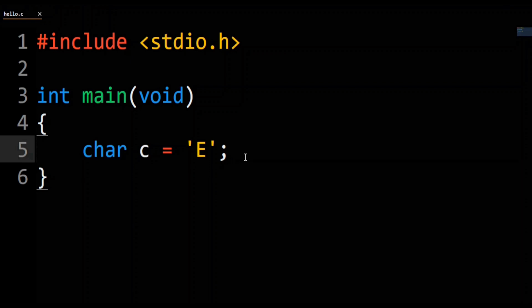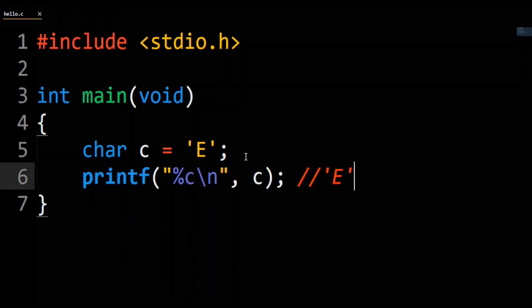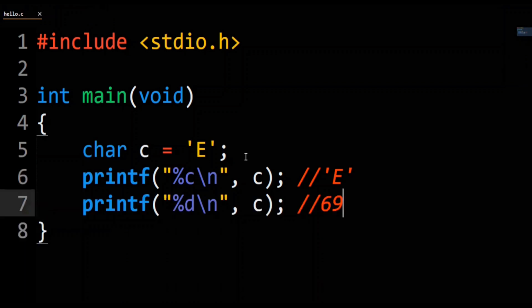We will make a char c that equals the character capital E. If we printf our char variable with the format specifier %c, then it will print out our character E. If, however, we use the %d format specifier, then it will print out the value 69. So what gives? How can one variable be represented as both the number 69 and the character capital E?